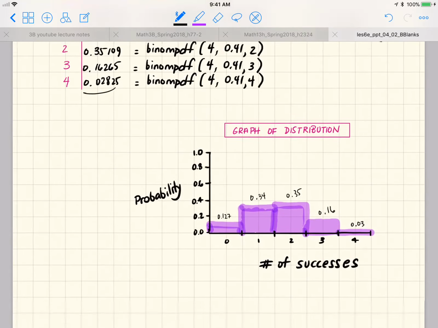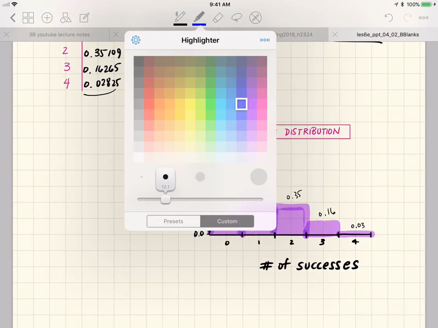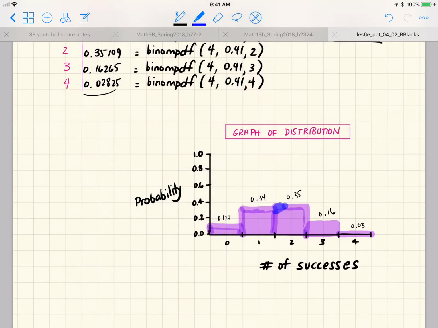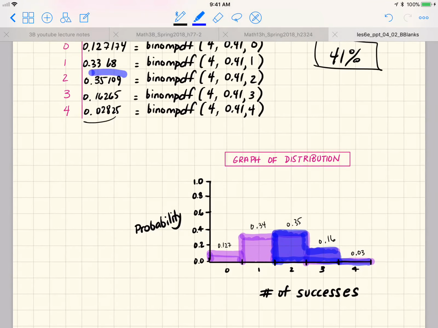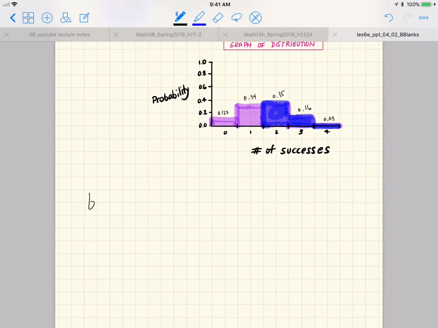Now, the question that we need to investigate is, what is the probability that at least 2 women? So at least 2 women means 2 or 3 or 4, right? What's the probability? One thing we could do is just add up these probabilities, which is the same as adding up this area here. However, there is a function on the calculator which will do it for us, and I want to introduce you to that function.